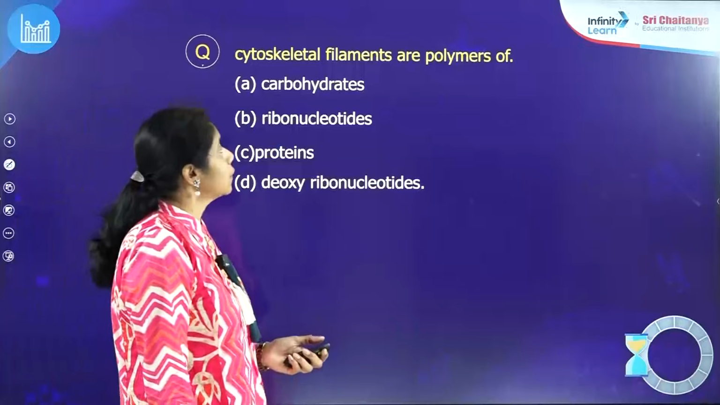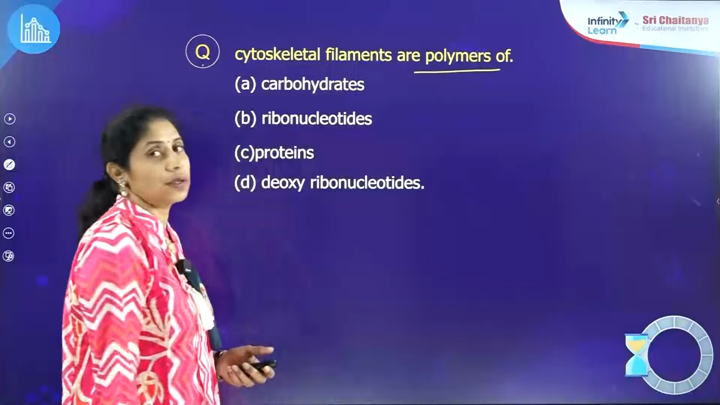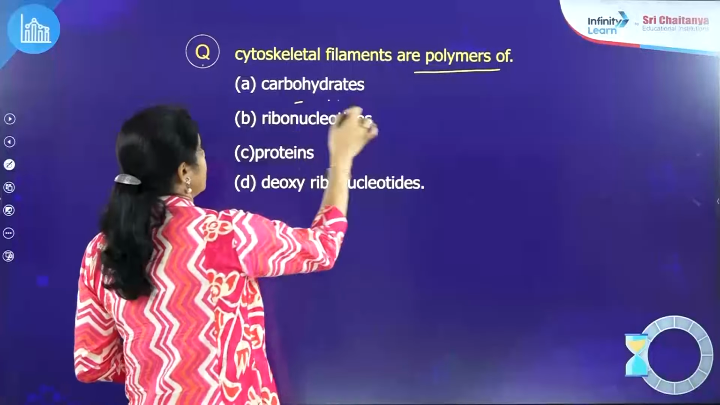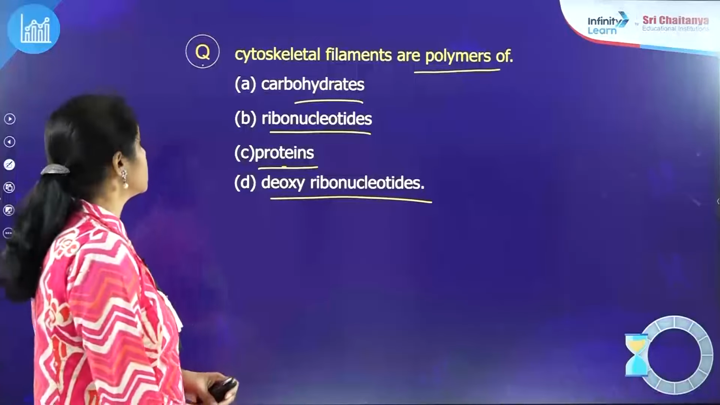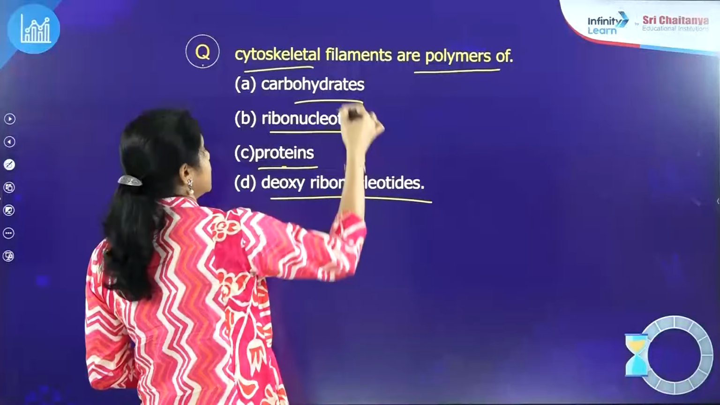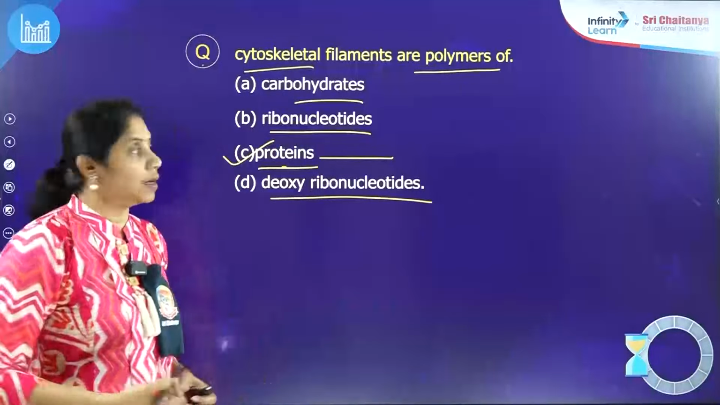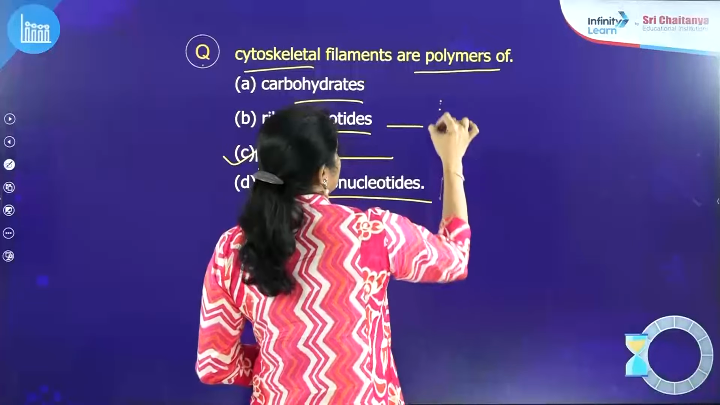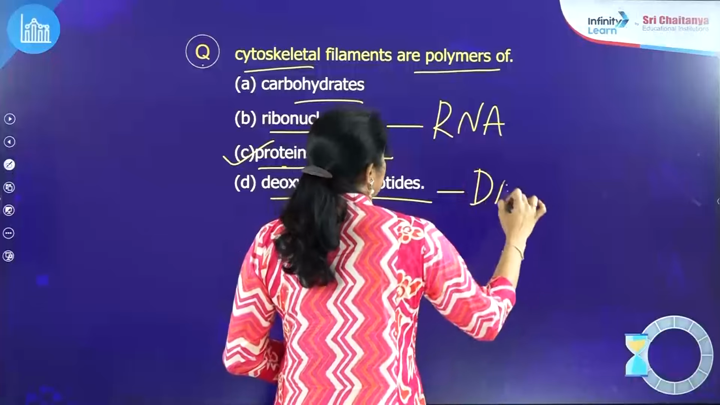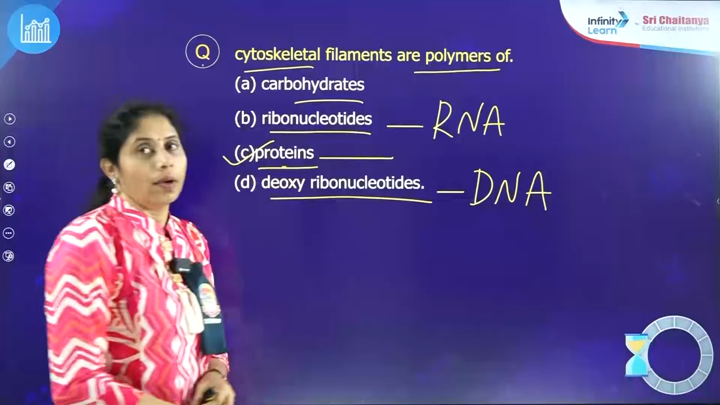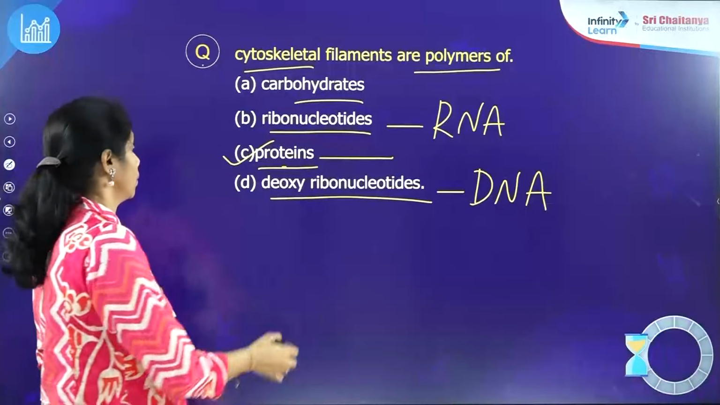Next one. Cytoskeletal filaments are polymers of, they are made up of which monomeric units? Carbohydrates, ribonucleotides, proteins, or deoxyribonucleotides? The cytoskeletal elements are basically made up of proteins. They are never made up of carbohydrates, and ribonucleotide polymers will be RNA, deoxyribonucleotide polymers will be DNA. So, cytoskeletal filaments are all made up of only proteins.